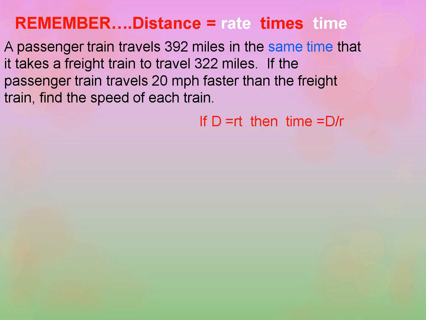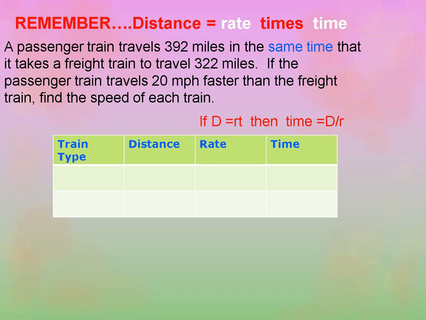All right? So when you're doing these problems, the first thing you want to do is set up a table. The first column of your table will be what you're dealing with: train type, upwind, downwind, against the current, that kind of stuff. Your second column is going to be distance. Your third column is going to be rate. And your fourth column is going to be time. So let's look at the train types.